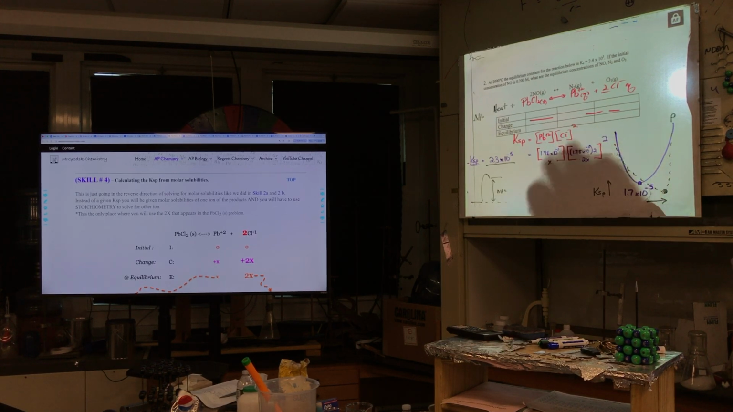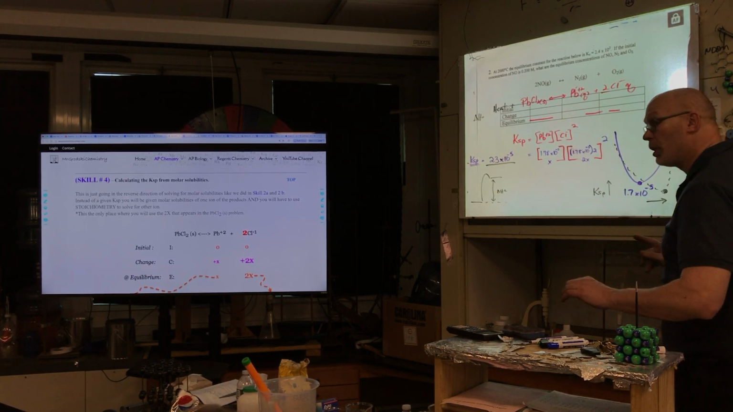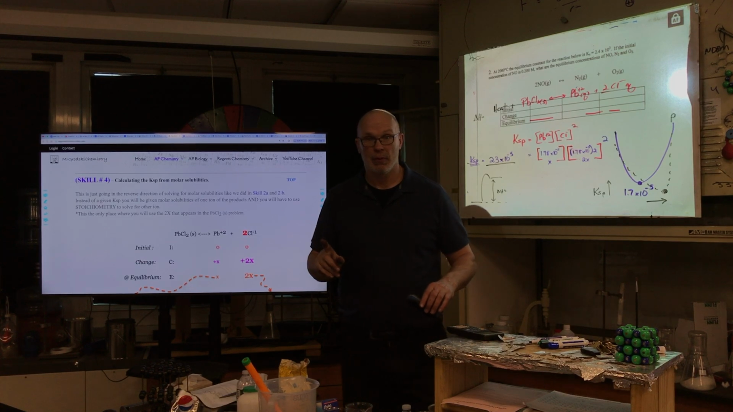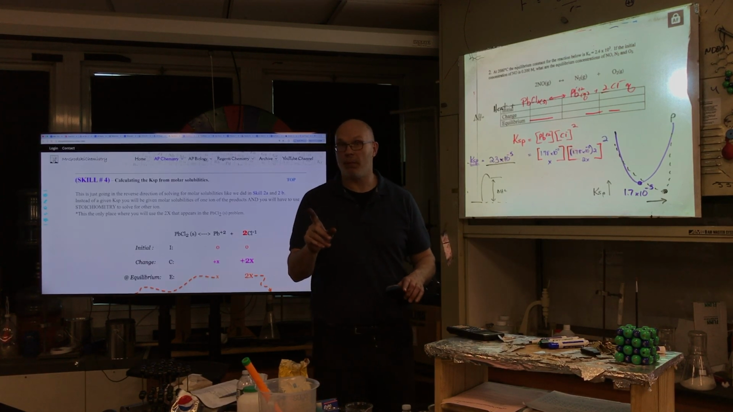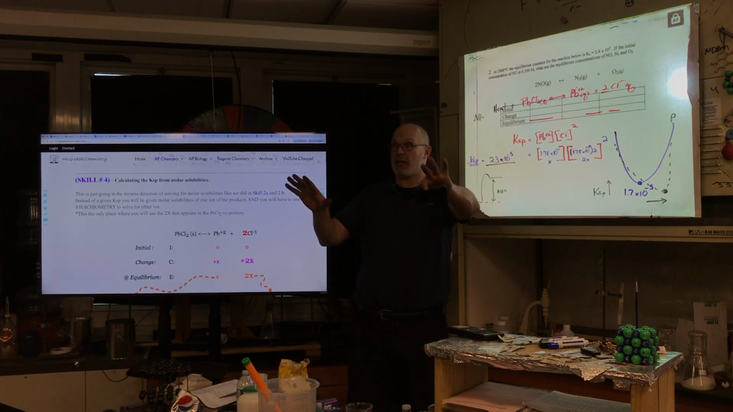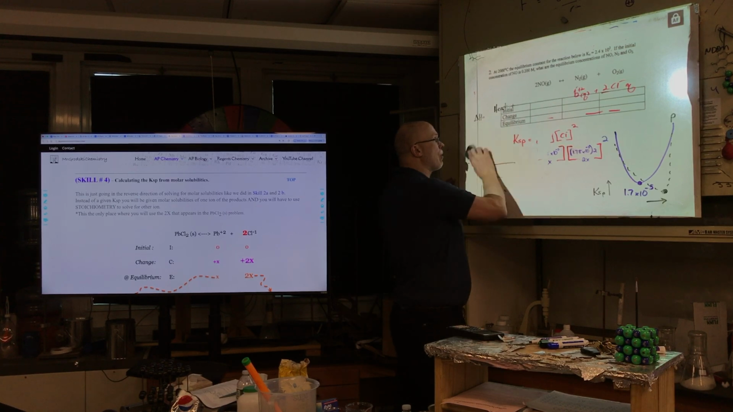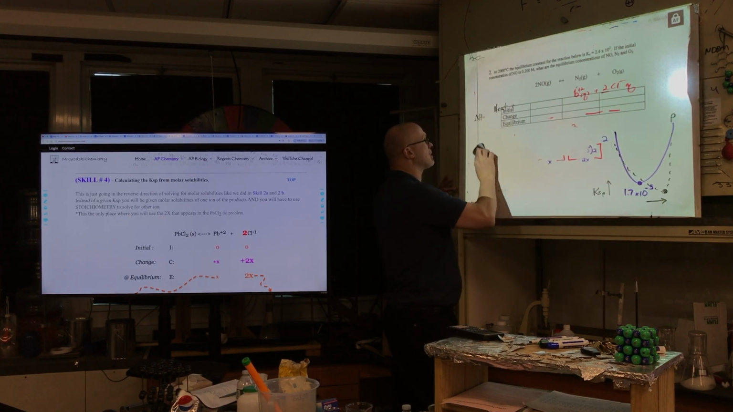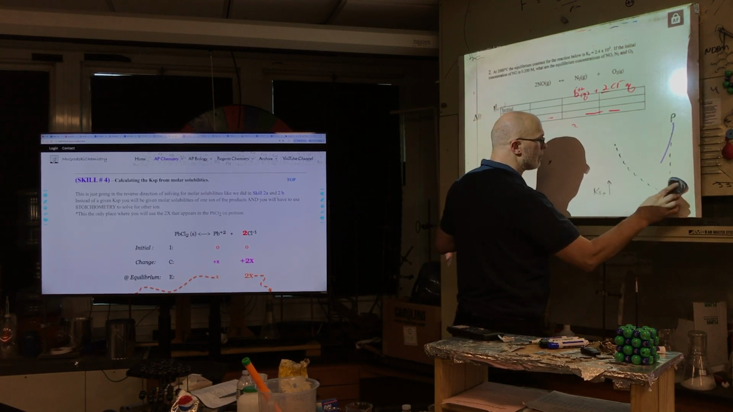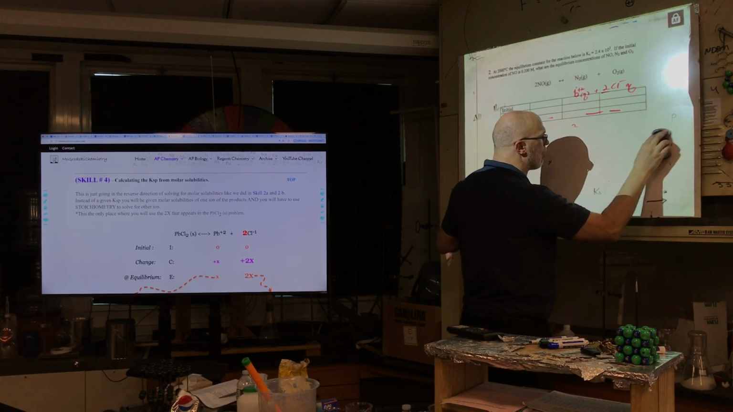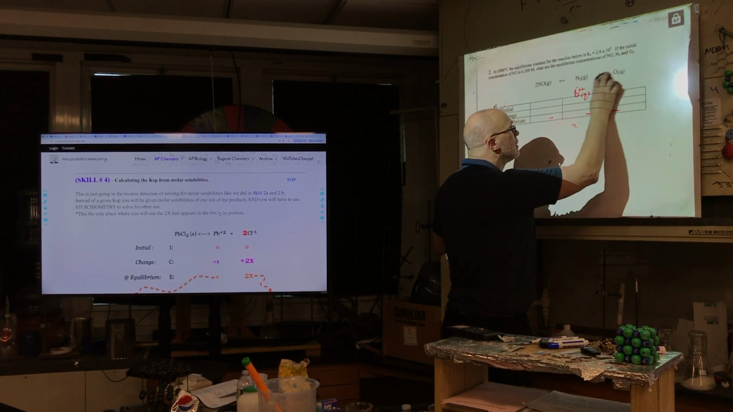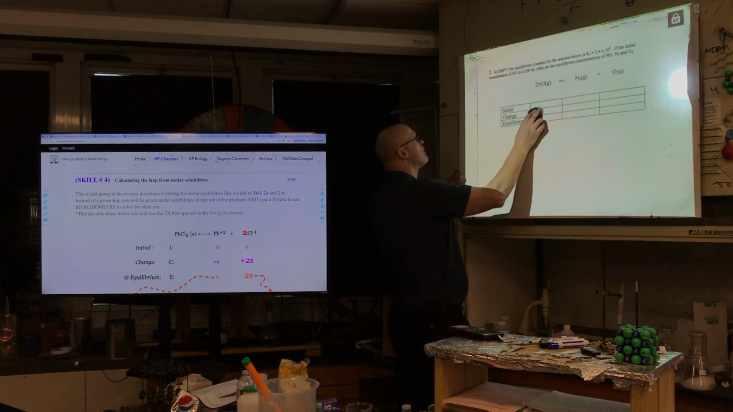I want to talk about number 2. It's an equilibrium problem, although it's not a KSP. This is not a salt, but I want to be able to look at this with a fresh lens, but use the same skill sets. Okay, now, I have an ice table already written, but I want to explain some things.